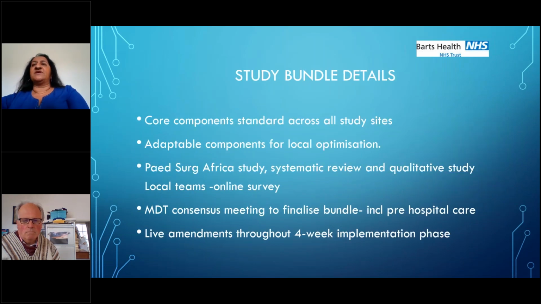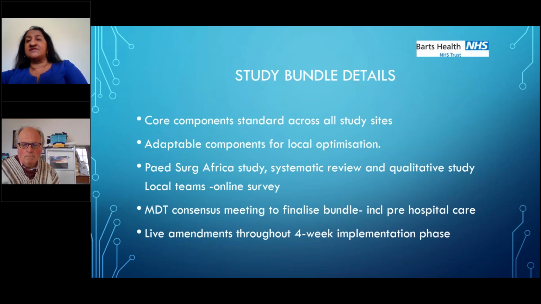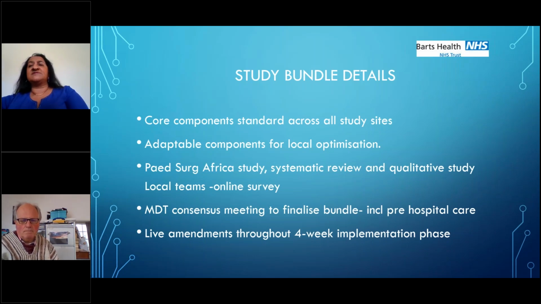So what did we need for the study bundle? Well, we needed to have some core components which were standard across all study sites. But there were adaptable components which had to be amended for the local resources and availability. For example, Lusaka Teaching Hospital sadly has a very high antibiotic resistance already, and therefore standard benpen and metronidazole could not be implemented.